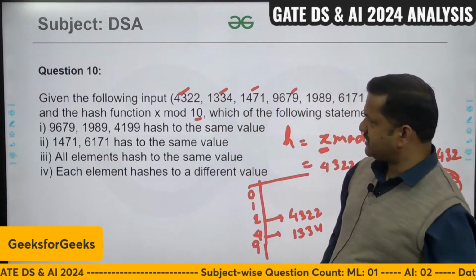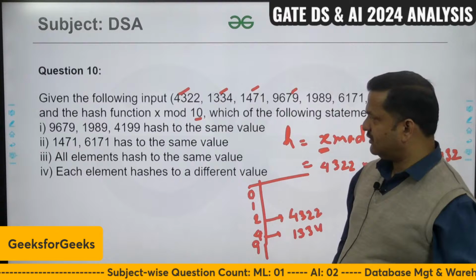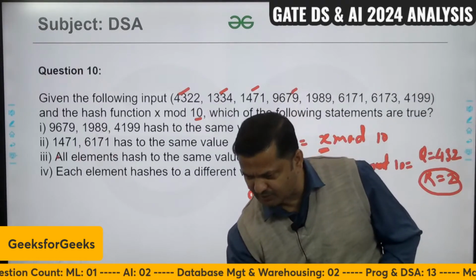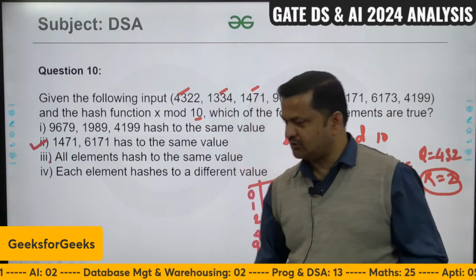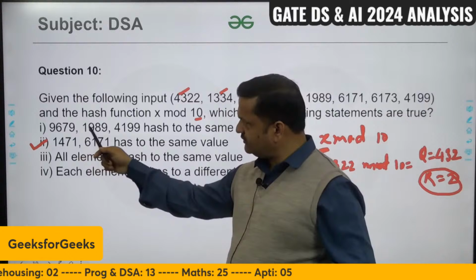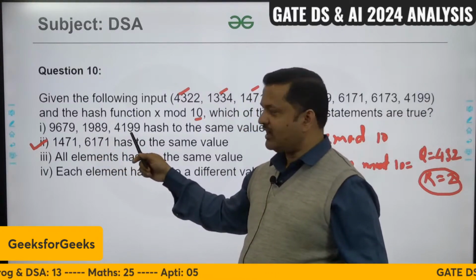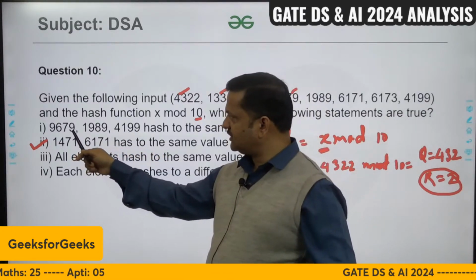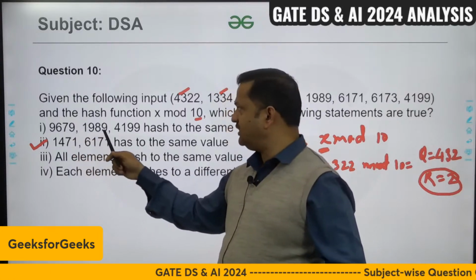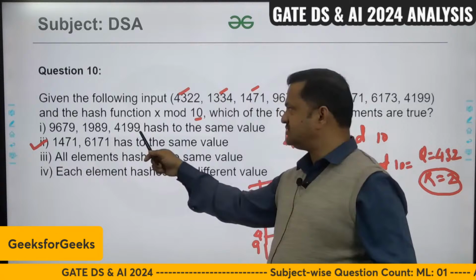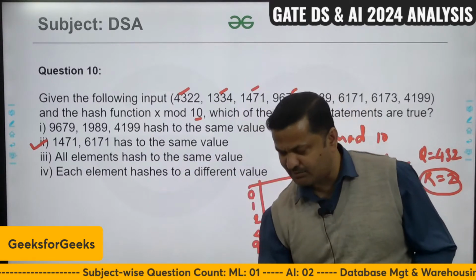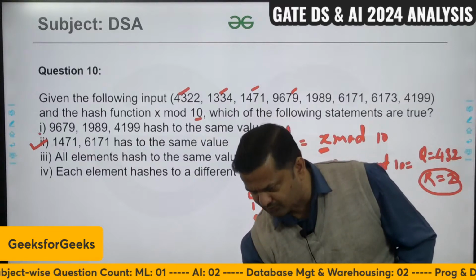That means 1471 and 6171 have the same hash value. Okay, same hash value. So this is going to be the correct option. Now look at the first option. In all the cases, 9 is the last digit. So in this particular case, if I apply mod 10, the index value, the hash value, is going to be 9 for all three elements. That means all three elements will acquire the same hash position, the same index in the hash table. So in that particular case, it is also going to be the correct option.